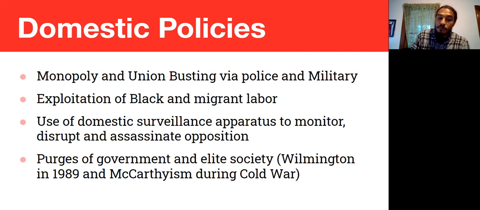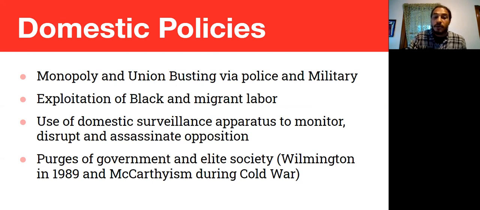And then the last domestic policy that we have is purges from government and elite society. We saw this in the Reconstruction era, right after the Civil War in Wilmington, North Carolina. A bunch of KKK members decided that they didn't like the fact that most of this town was run by Black folk because there was a lot of Black folk in this town. They should be representing themselves, but they didn't want them to have that agency. So they just purged them from government. Anyone who wouldn't leave or resign on their own was simply murdered, and anyone who helped them was also murdered.